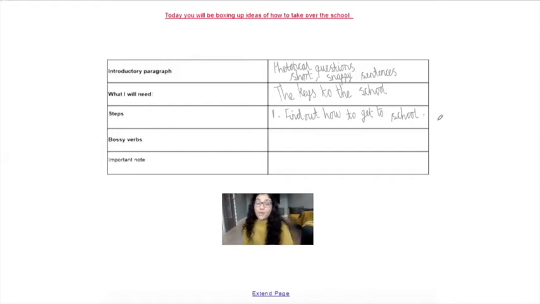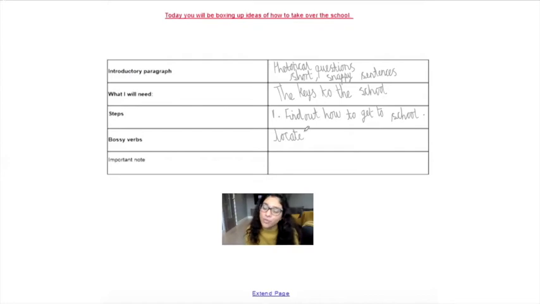So that's the first step that I would have on taking over the school. I'd have to figure out a way of getting there first and foremost. Any bossy verbs that I would like to use in my instructional writing? There are so many. Let me think of maybe 2 to get you started. Bossy verbs would be maybe locate. I think locate is a good one. That's a bossy verb. Now remember, a bossy verb is an imperative verb, just to remind you.